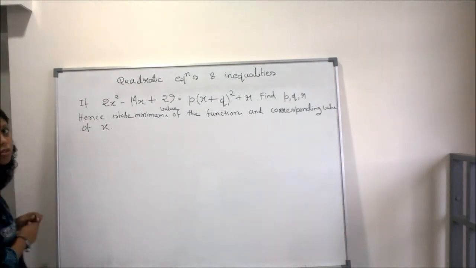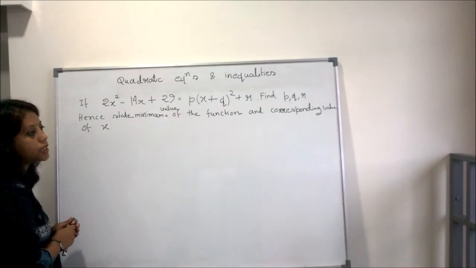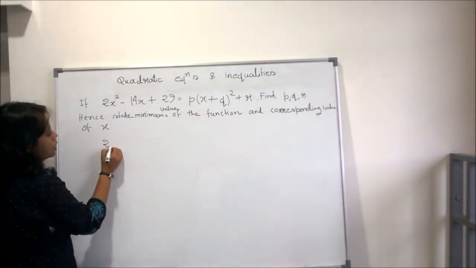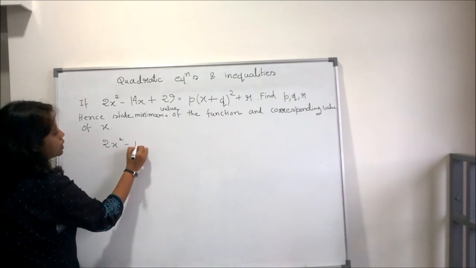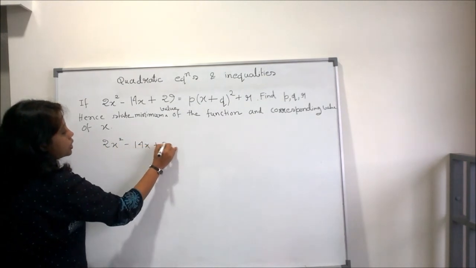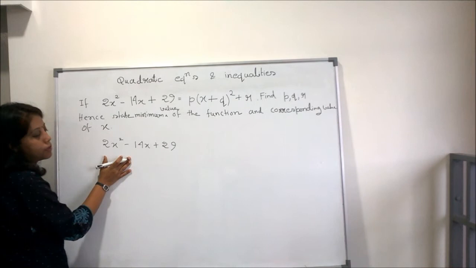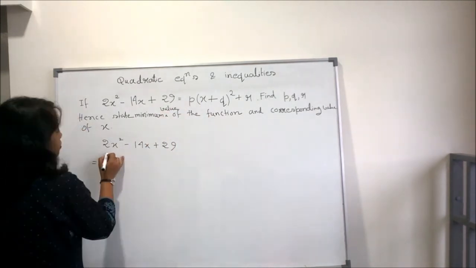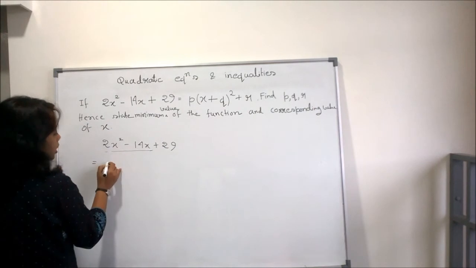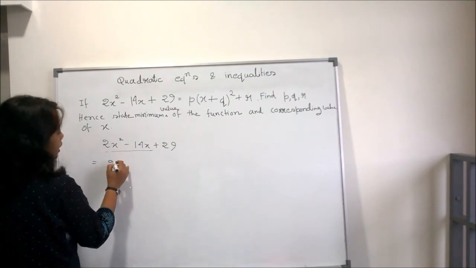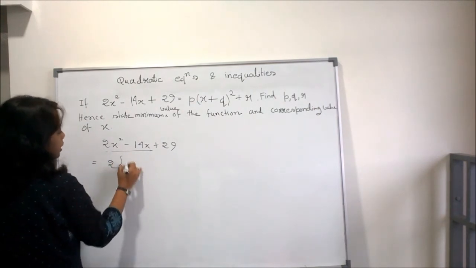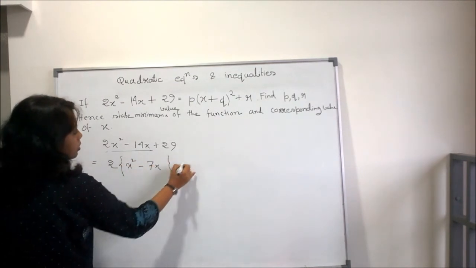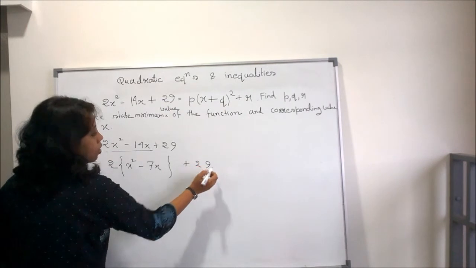Okay, we have to find this. So we will do it step by step here. First of all, the left hand side, 2x² − 14x + 29. We have to represent it in the form of this. So here, first of all, we take the 2 common from here, then it becomes 2(x² − 7x) plus 29, keep it outside.